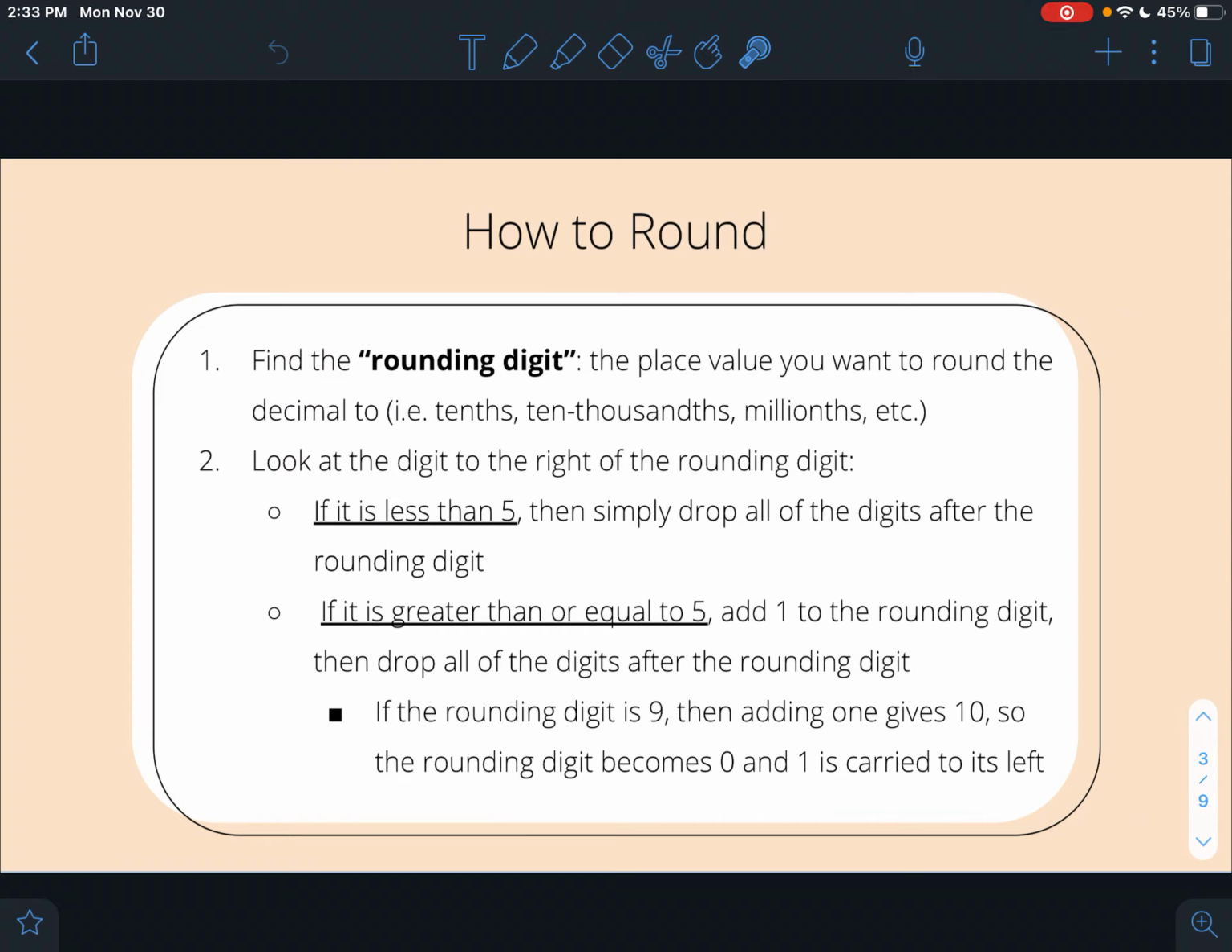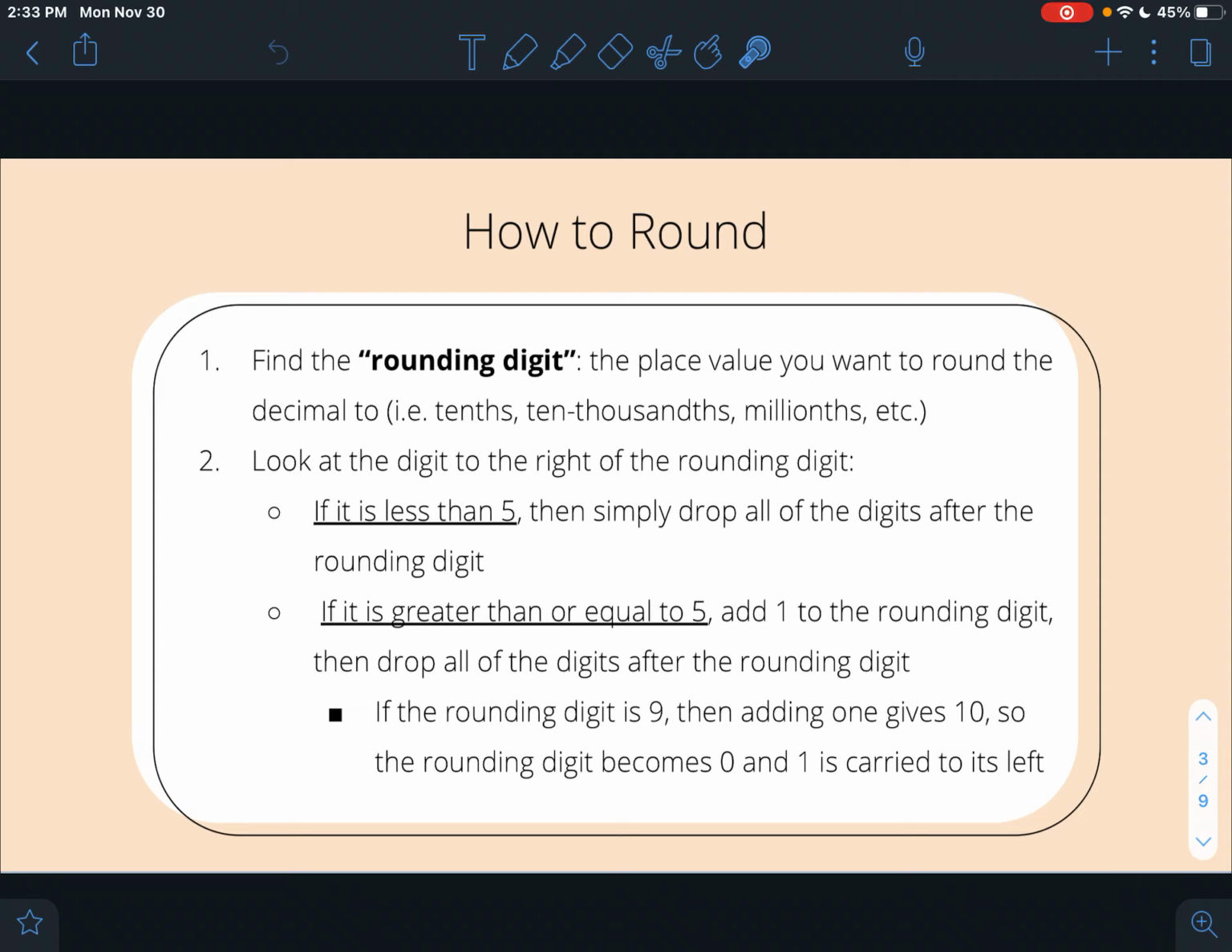So how to round. The procedure for rounding decimals is as follows. The first step is to find the place value you want to round the decimal to, such as the tenths place or the hundredths place. This digit is called the rounding digit. Next, look at the digit to the right of the rounding digit. If it is less than 5, then simply get rid of all the digits after the rounding digit. And if it is greater than or equal to 5, then add 1 to the rounding digit.